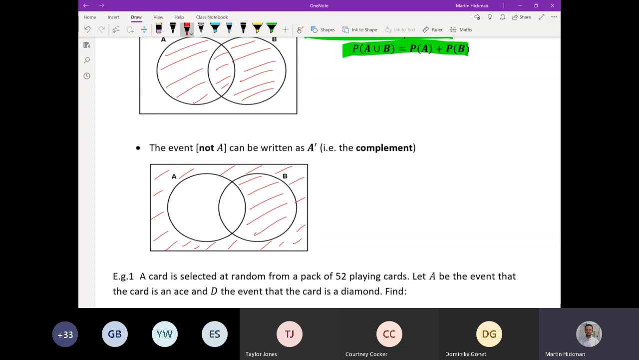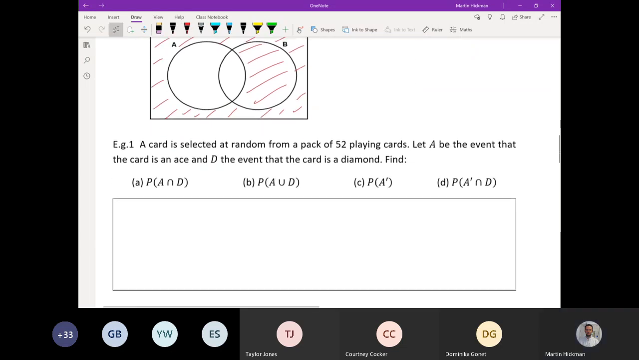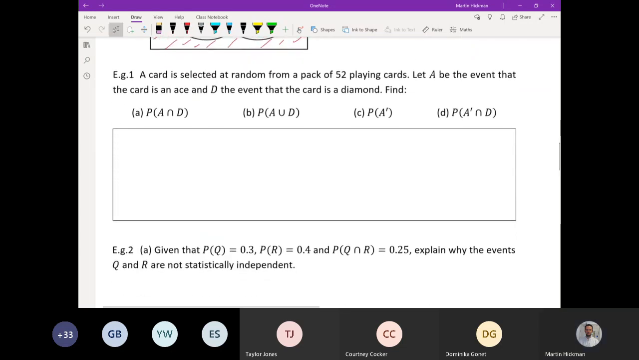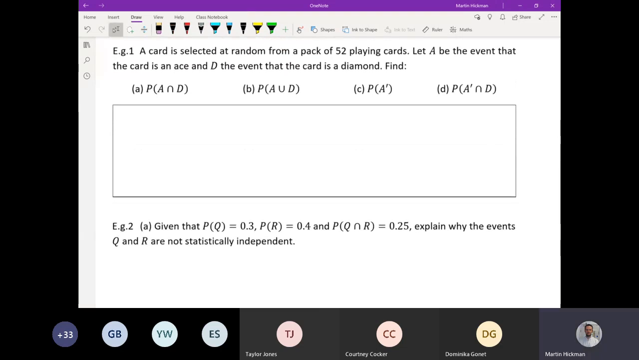So moving on then, using this notation, this first question is very similar to one we did last week, but now with the set notation. So we've got cards selected at random from a pack of 52 playing cards. Let A be the event that the card is an ace and D the event that the card is a diamond.